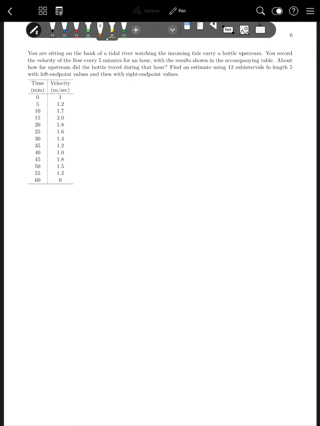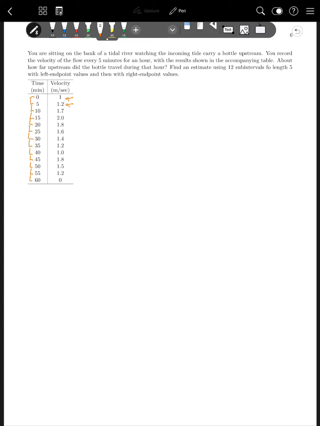Okay, so now that you've had a chance to try this one, we can go through it. So you are sitting on the bank of a tidal river watching the incoming tide carry a bottle upstream. You record the velocity of the flow every 5 minutes for an hour, with the results shown in the accompanying table. About how far upstream did the bottle travel during that hour? Find an estimate using 12 subintervals of length 5 with left endpoint values and then with the right endpoint values.